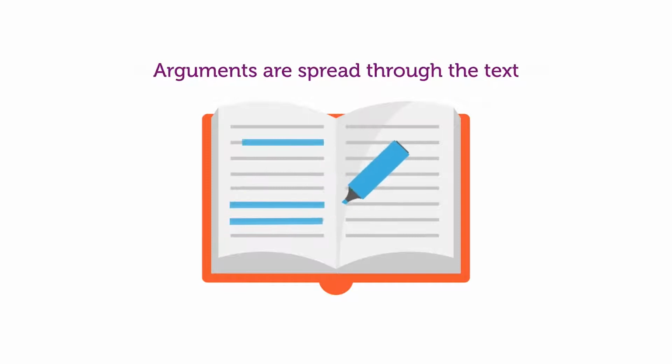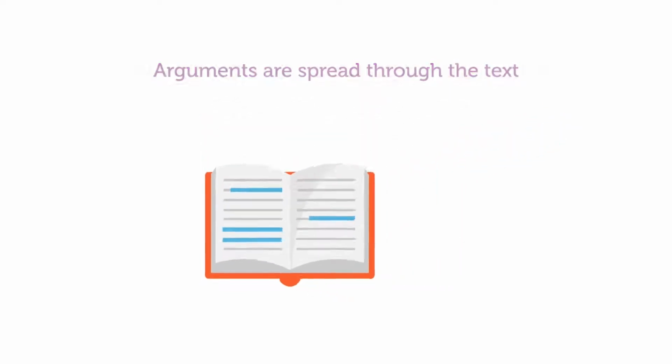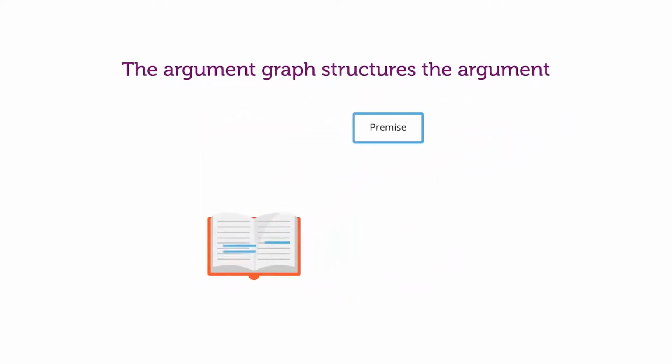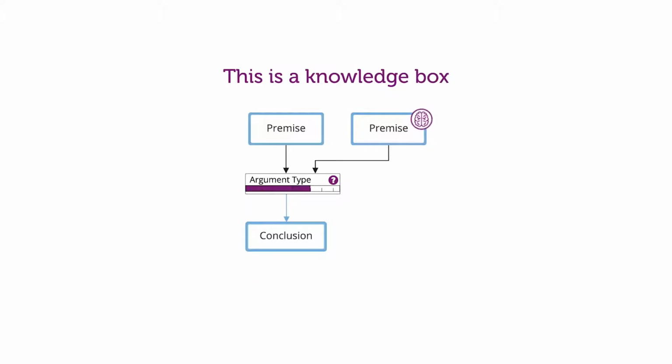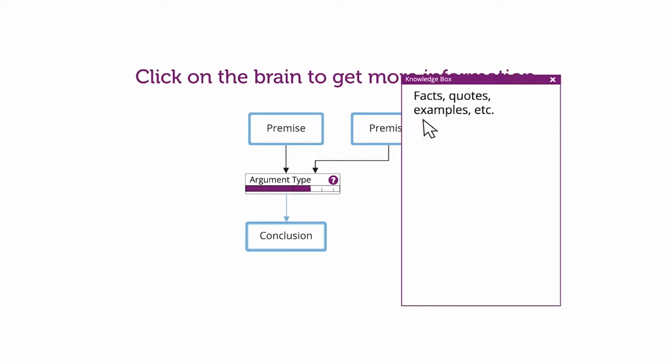The argument graph strips away everything else to present the student with the key points of an argument. Factual and contextual information are embedded into the argument graph so the student sees how to deploy examples and case studies to support their position.